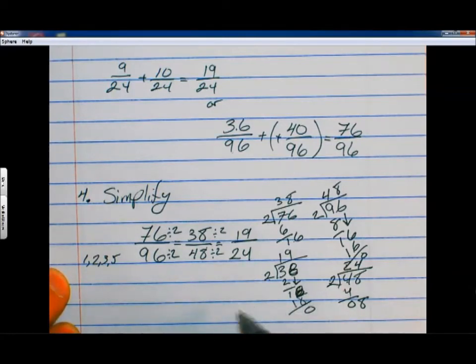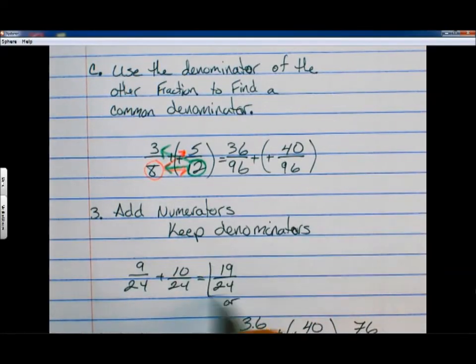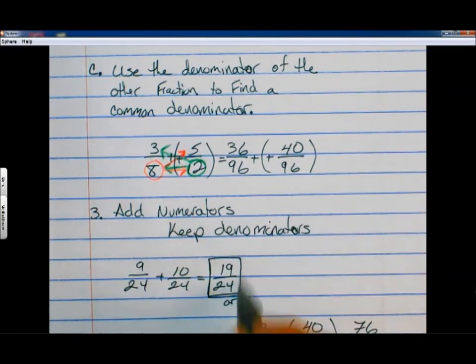So as you can see, we end up with the same answer whether we do it using 2A, 2B, or 2C. No matter how we do it, we still end up with the same answer. It just depends on which one you like. So we end up with 19/24.